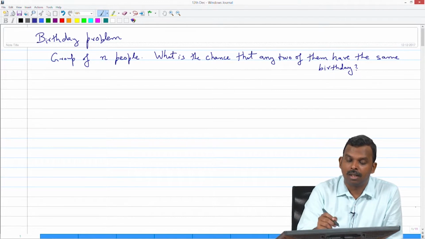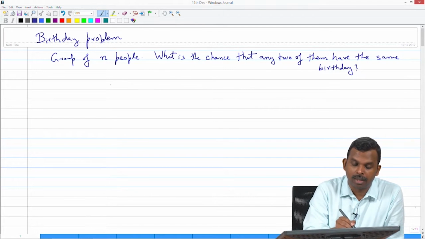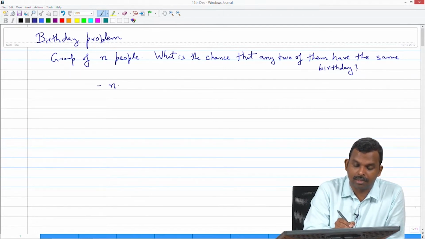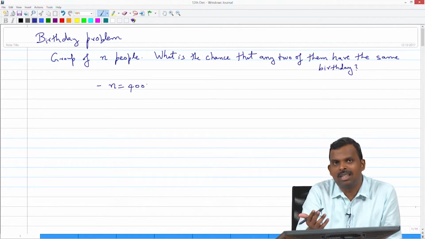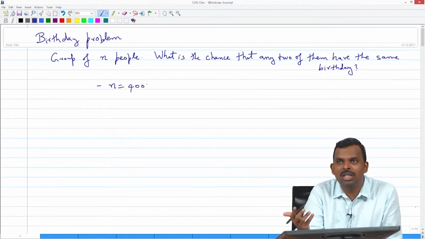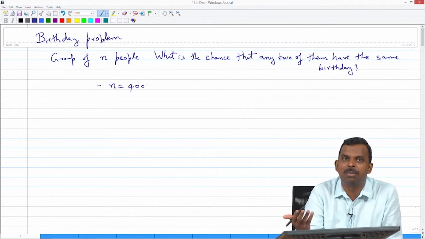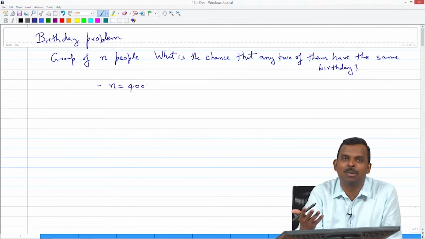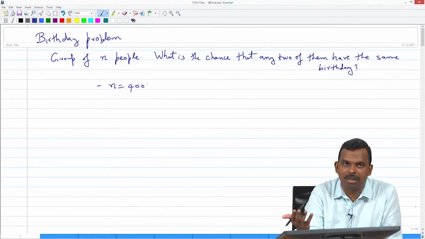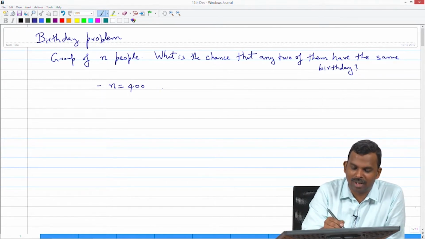So, for instance, one way to start this argument is to first say, suppose n is say 400. If you think about it, the number of different birthdays possible is 365, right. There are 365 days in a year. Maybe if you include the leap year and February 29th, you are going to get 366. So, there are only 365 possibilities, and there are 400 people. If you start assigning birthdays to each of these people, you will have at least two people who share the same birthday.